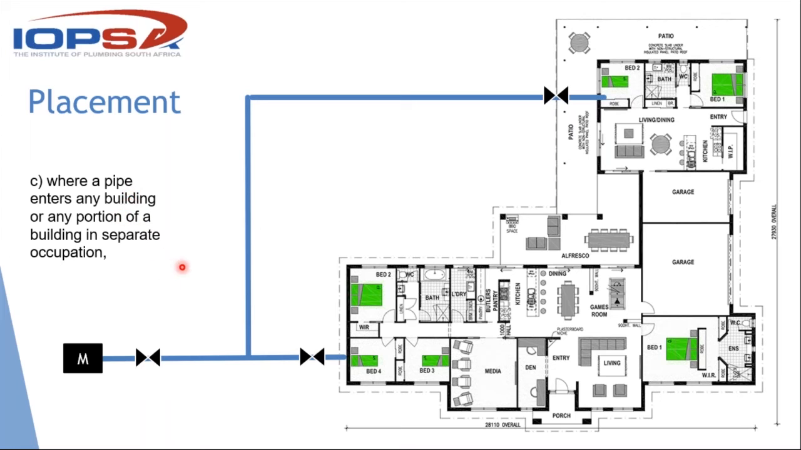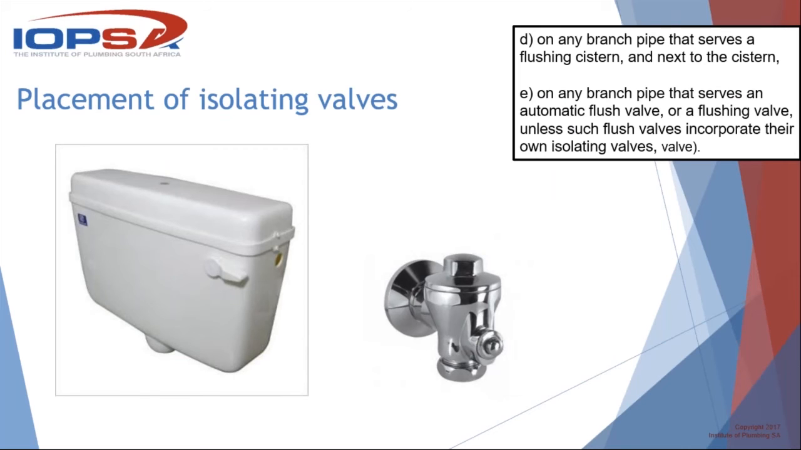Okay, D, on any branch pipe that serves a flushing system and next to the system. In other words, wherever, and we know this is never really not adhered to, we always put shut-off valves before flushing systems. So it says any flushing system must have a shut-off valve, and it must be next to that system. In other words, it must be just for that system and next to the system, which we use. And these days we use those angle valves.